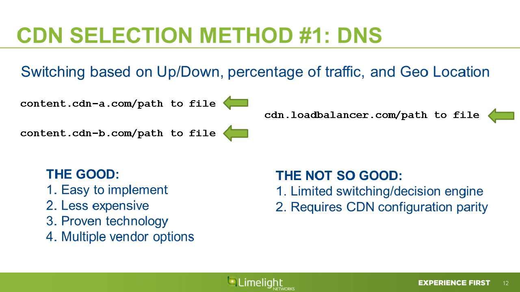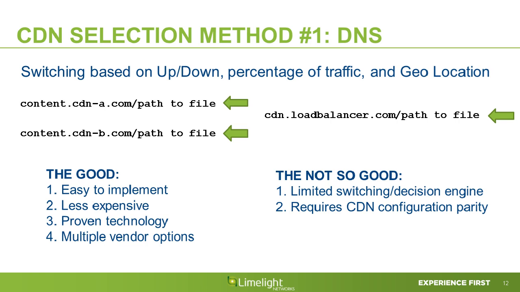Most CDNs, and there are a lot of third parties also out there, offer DNS load balancing. Basically the way that it works is it just changes the published host. So instead of pointing all your customers at, say, content.cdn-a.com, you're now going to point them at a new domain name, which might be cdn.loadbalancer.com. Then when people hit that URL, certain decisions are made within the DNS load balancer that will point your clients to whichever CDN is best to serve that traffic. That could be based on cost.